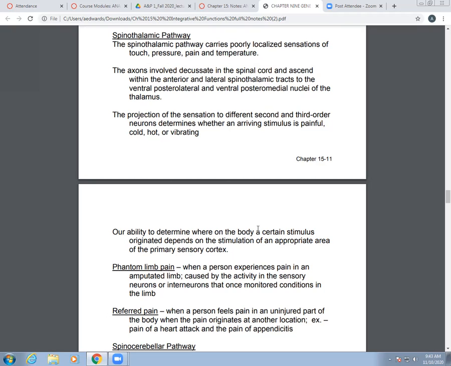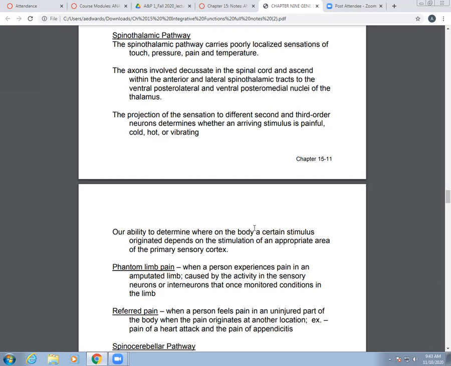So related to that, a medical term, usually underlined, makes good matching: phantom limb pain. This is when a person experiences pain in an amputated limb. The limb's no longer there, but they're still feeling pain in that limb. It's caused by activity in the sensory neurons or the interneurons that once monitored conditions in that limb.